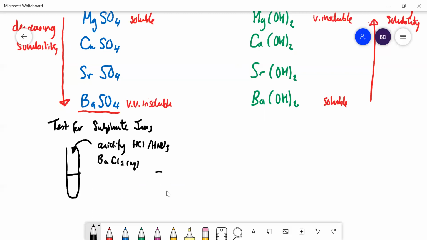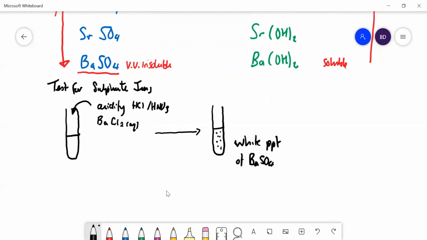And if there are any sulfate ions present, what happens? You get a white precipitate of barium sulfate. You can test tap water for sulfate ions, and you get a little bit of precipitate, so there's some sulfate there. You can use it quantitatively as well. You could filter out the barium sulfate precipitate and weigh it, but we won't worry about that too much.